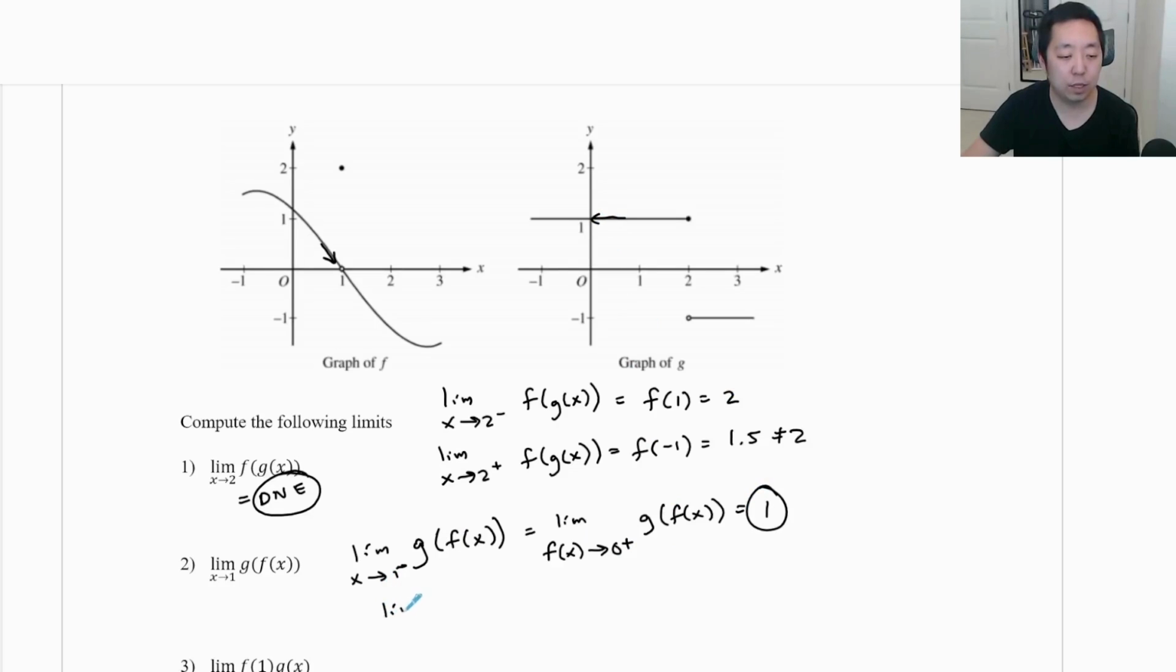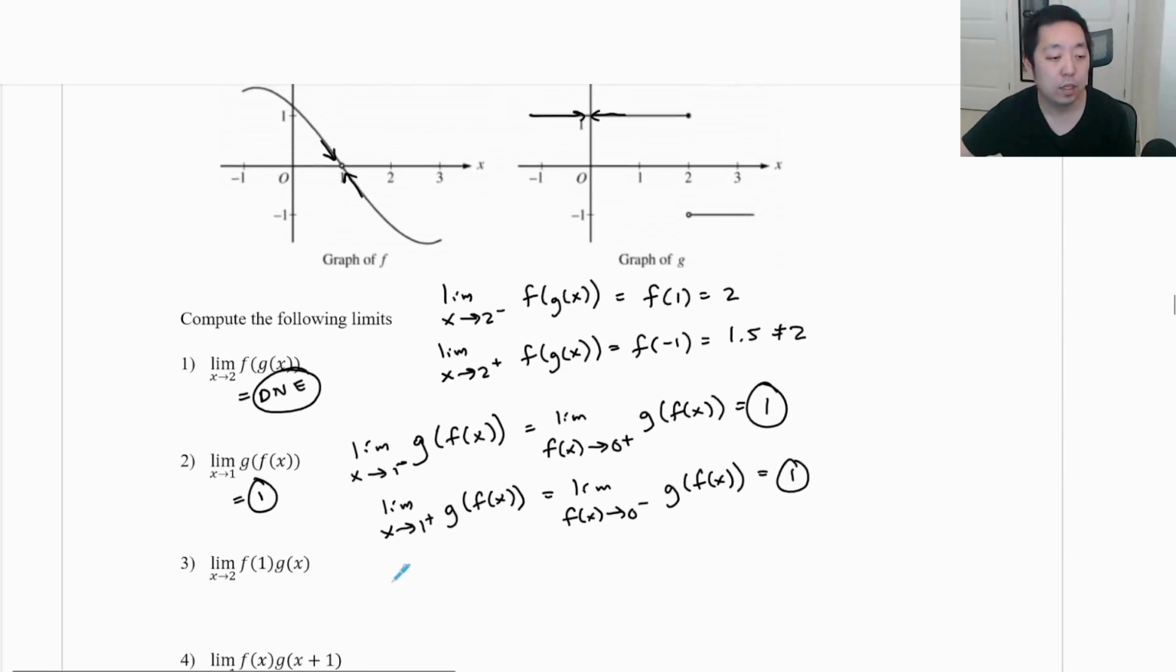Now let's look at it from the right. What is f of x approaching? Well, we're going to approach 0 from the left. f of x approaches 0 from the left of g of f of x. And then if we're approaching 0 from the left, it's going to just approach 1, right? So therefore, this is equal to 1.